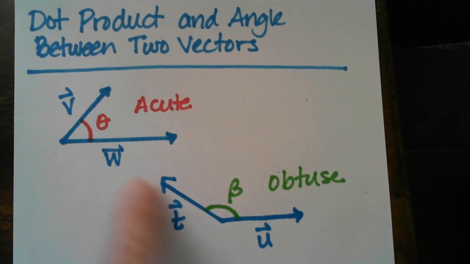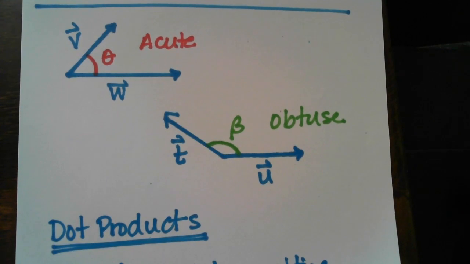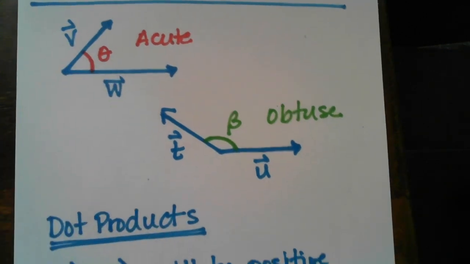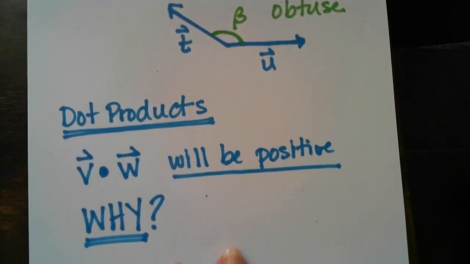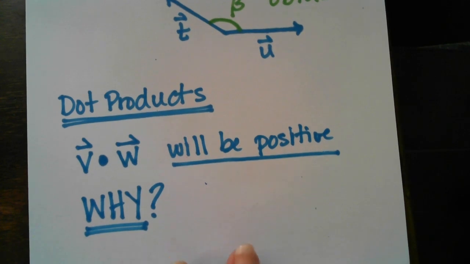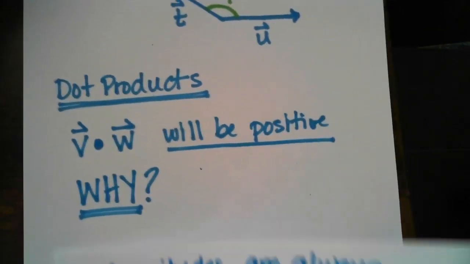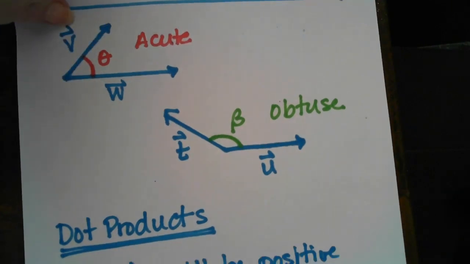The question is, I've got this angle theta that's acute, this beta that's obtuse, and what's going to happen with the dot product? So let's look at this first situation, v and w, where we've got an acute angle. When we look at the dot product, the dot product of v and w will always be positive. And the question is why? Why is it always going to be positive when we're talking about this specific case where it's an acute angle between them?